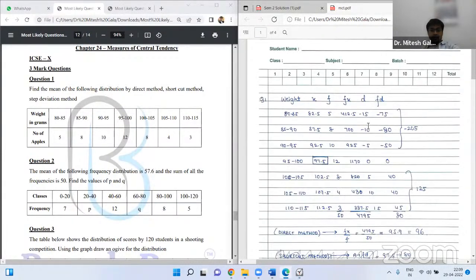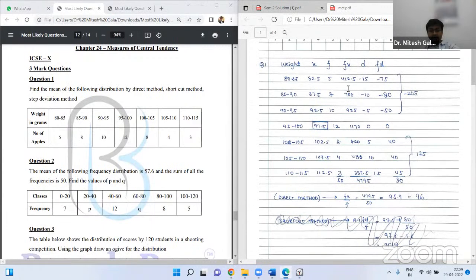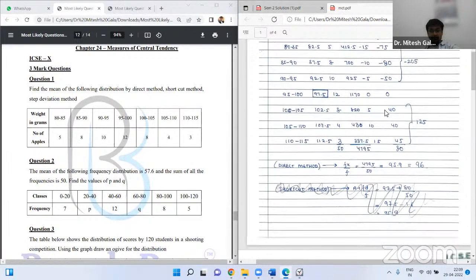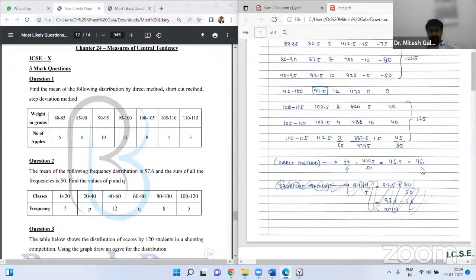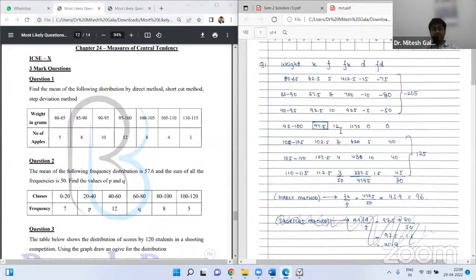Okay, so whatever method you might have done here, this is a shortcut method being used, FD, and they're getting 96 as the answer. They're getting 96, everybody? Yes, sir. Whichever method you can apply. So this one's A method, as I told you, shortcut method.